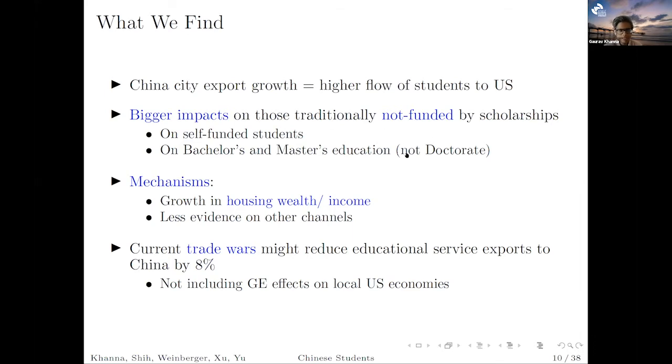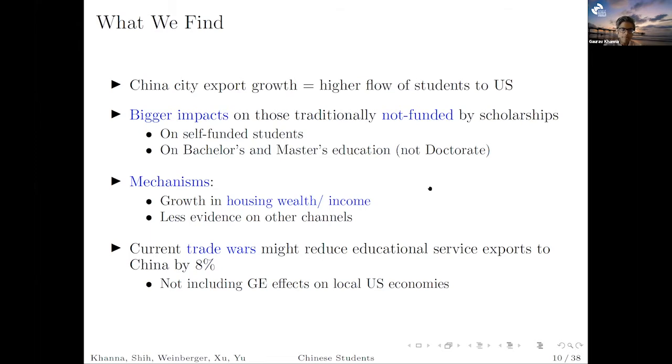And then when we try to unpack the mechanisms, what we essentially see is that a lot of what can be explained is driven by increases in housing wealth or increases in income that were happening as a result of this export growth, right? There was less evidence to support other channels like changes to the returns to schooling or better information. We'll talk about how we unpack that. So when we do these kind of counterfactuals, we see that the current trade wars that we're involved in would lead to a big reduction in the export of educational services to China.